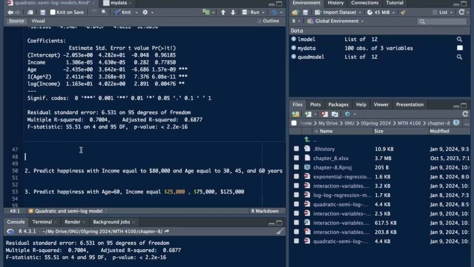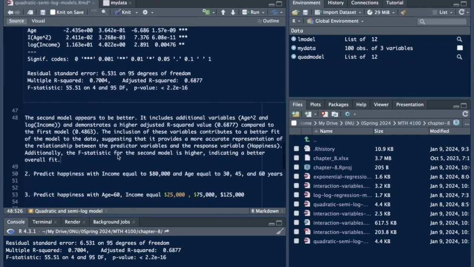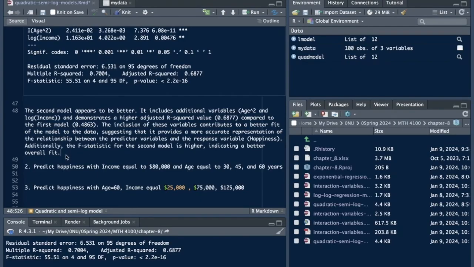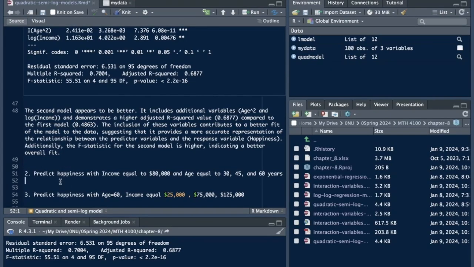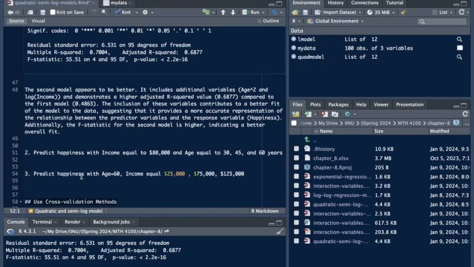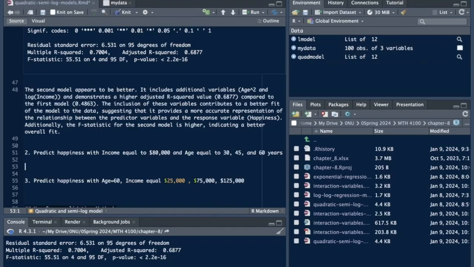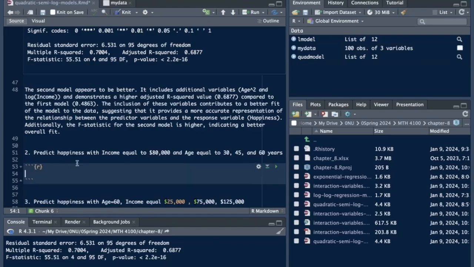So if I do the comparison, let me write this down. Okay, we wrote this down. Now we are going to predict the happiness with income equal to $80,000 and age equal to 30, 45, 60 years, and we're going to repeat this for different values. Let's do this using both models. So I'm going to use predict. We are going to plug in values.